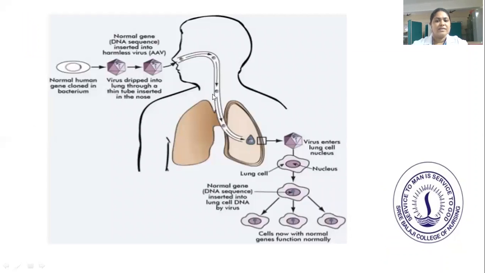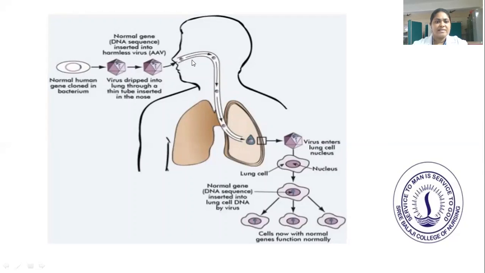So you can see here in these pictures the normal human gene is inserted into the harmless virus, and the virus is dripped into the lungs through a thin tube inserted in the nose. Mostly in the case of cystic fibrosis, the mucus secretion becomes very thickened and it will create a lot of respiratory problems.